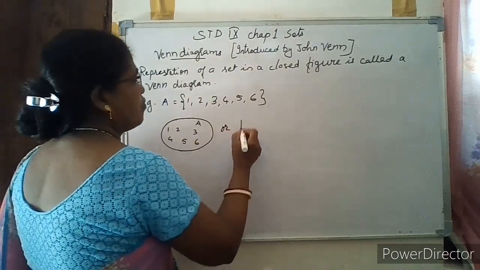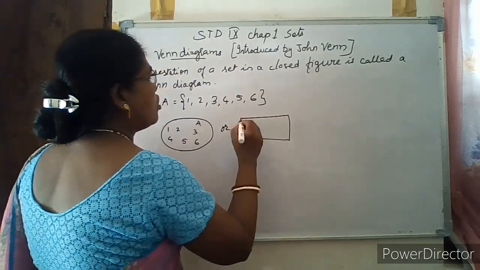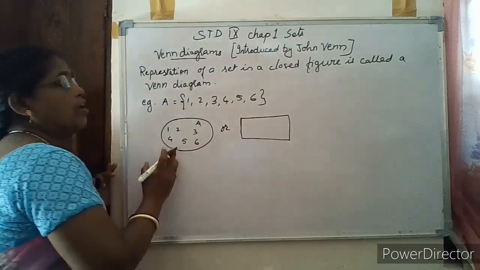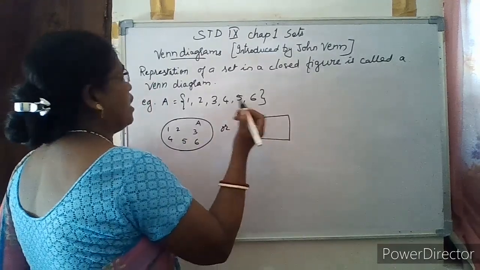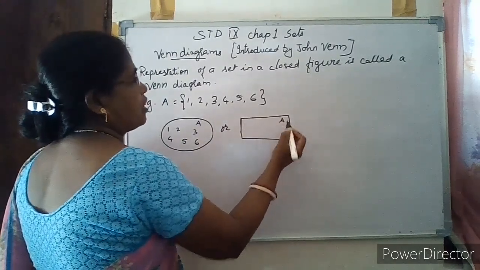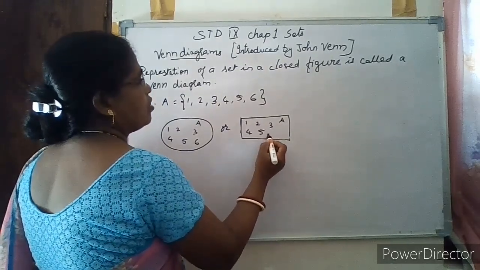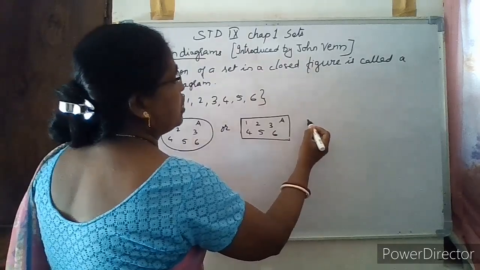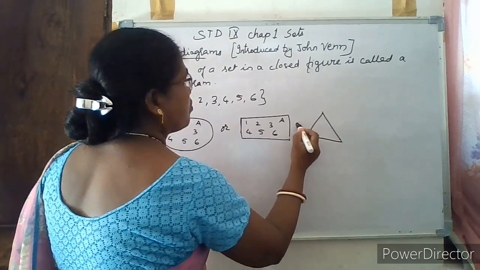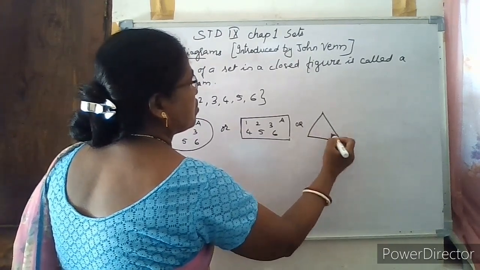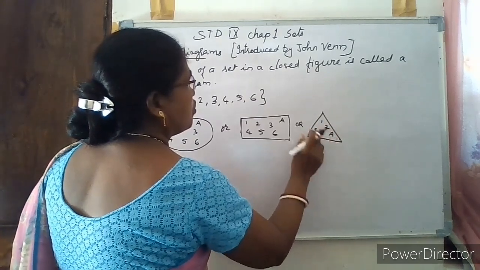Or we can write it in a rectangle. It must be a closed figure. The shape can be circular, oval, rectangle, square, or triangle. Any shape it can be. You have to write the name of the set. Here 1, 2, 3, 4, 5, 6. Or it can be a triangle also. This is set A.